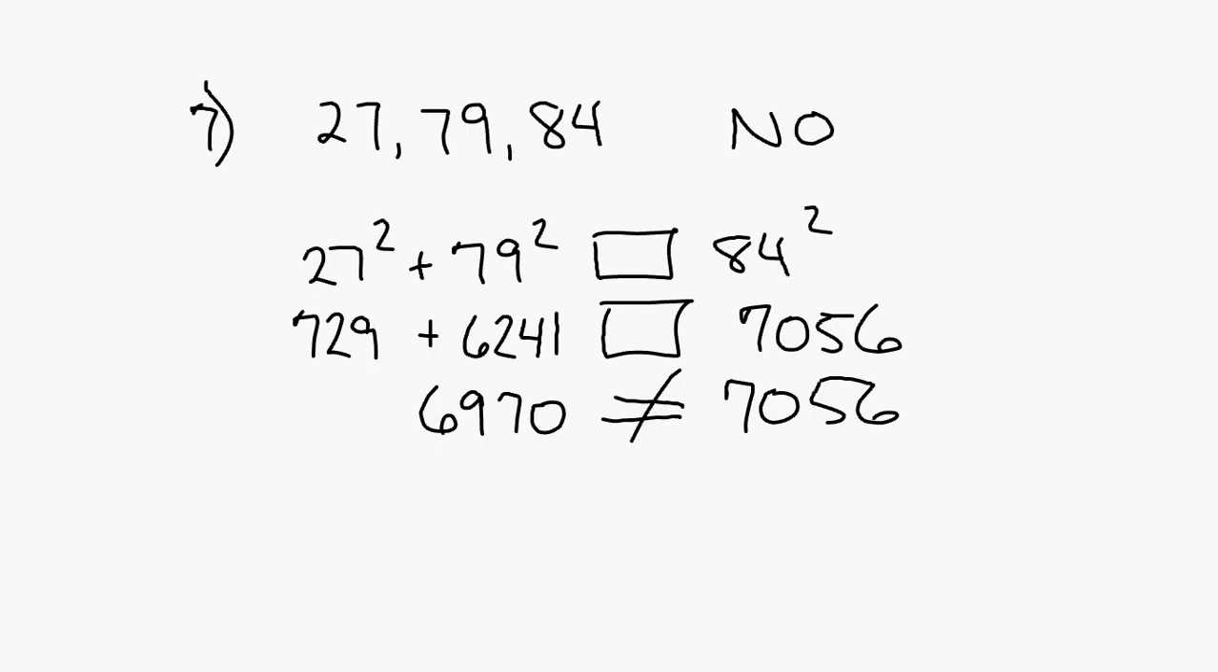If you were choosing an explanation in a multiple choice, your answer would be that a squared plus b squared does not equal c squared. Therefore, it's not a right triangle.